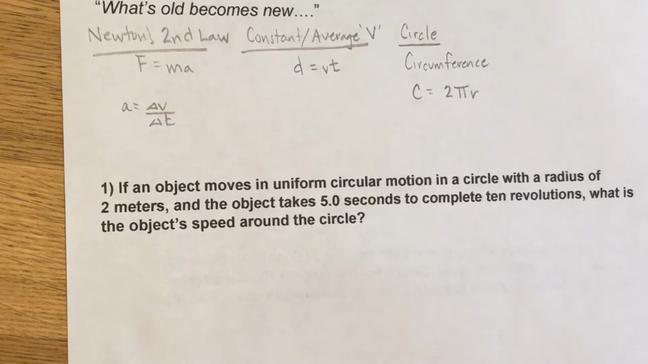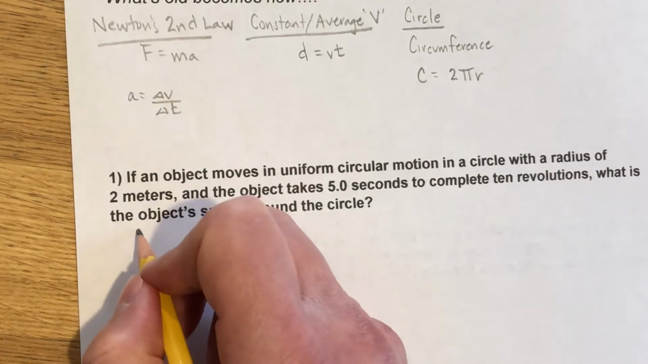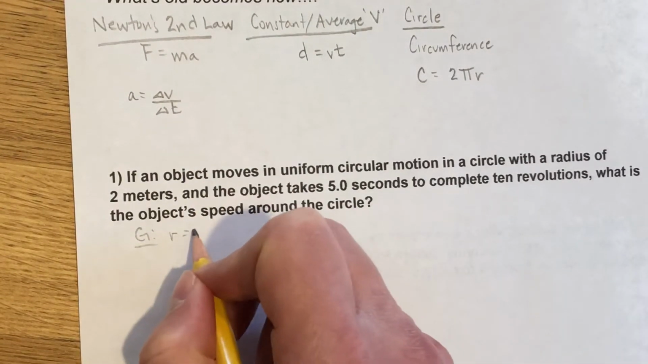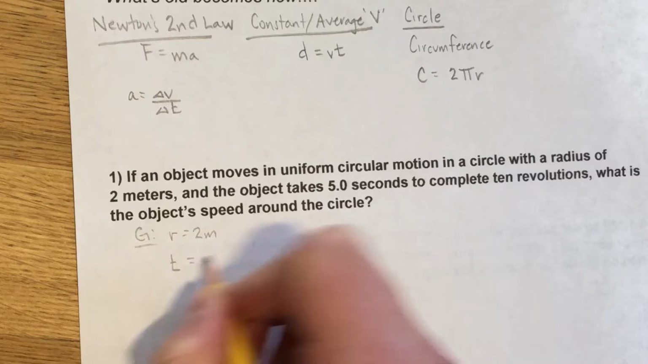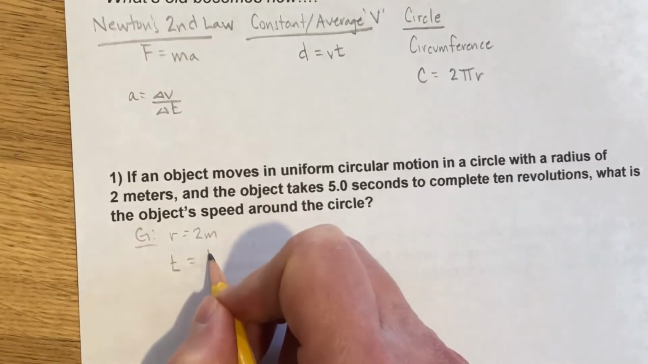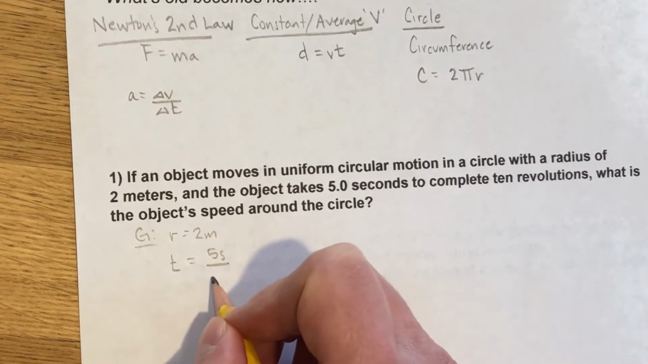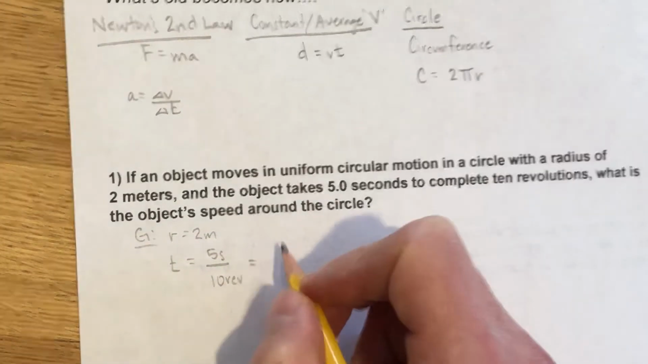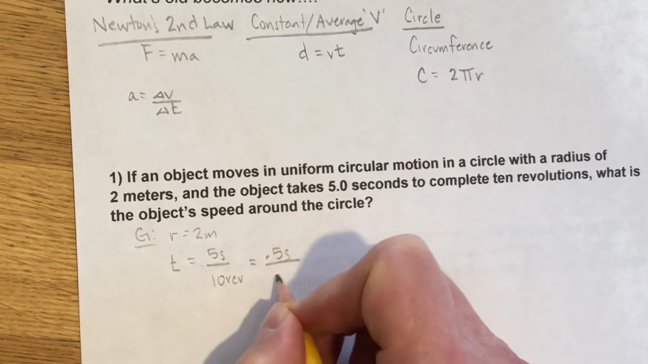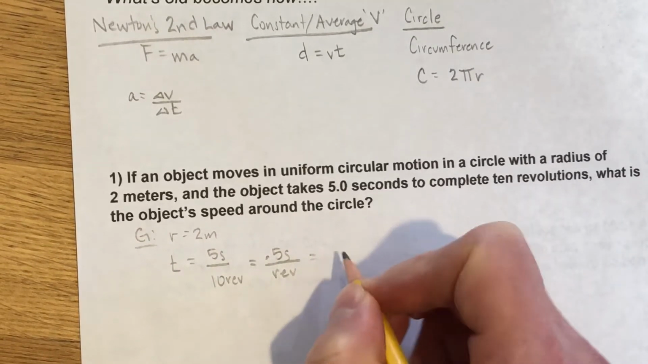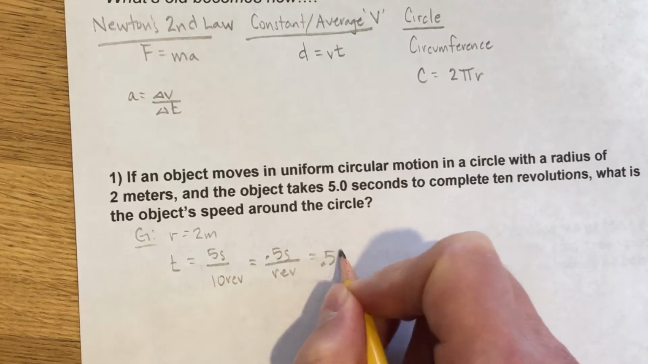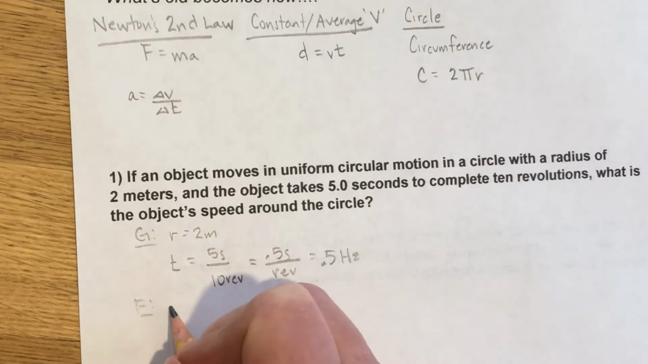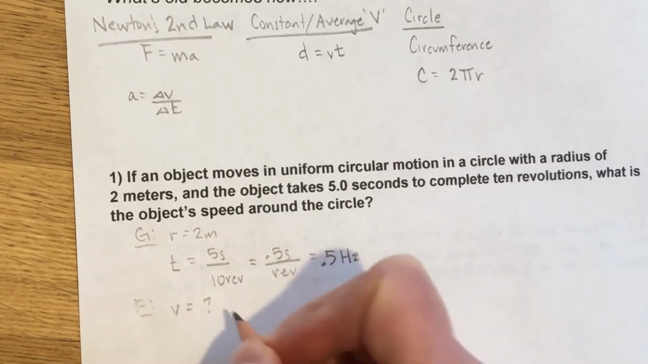All right, well, let's apply the problem-solving technique we already know. Let's identify what we're given. We know that the radius of this circle is 2 meters, and the time is expressed to us a little differently. It takes 5 seconds to complete 10 revolutions. So if we divide that out to get 1 revolution, it's 0.5 seconds per revolution, which would also be called 0.5 hertz. And we're trying to find the object's speed. So in terms of our equation variables, we're looking for v.